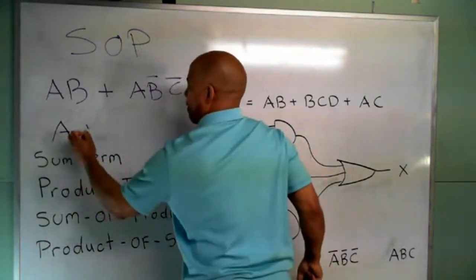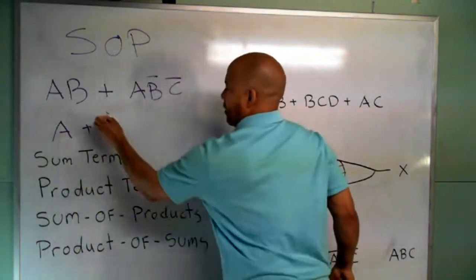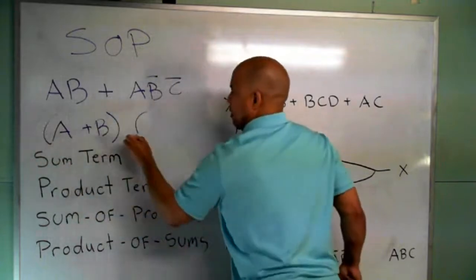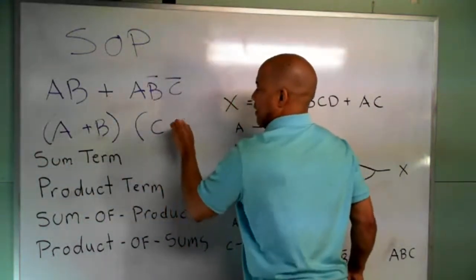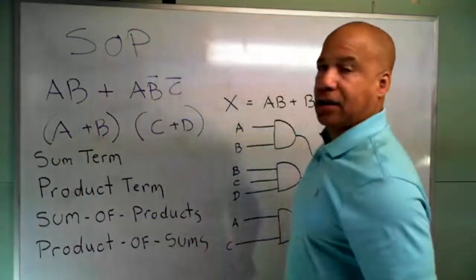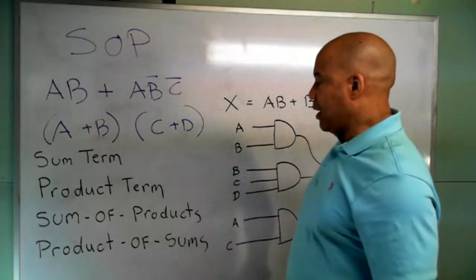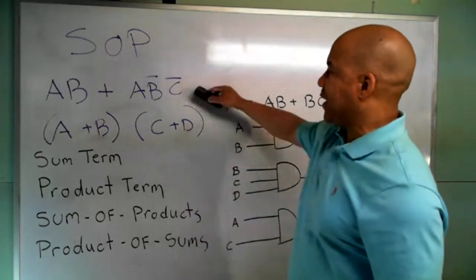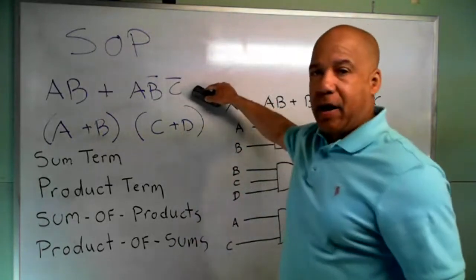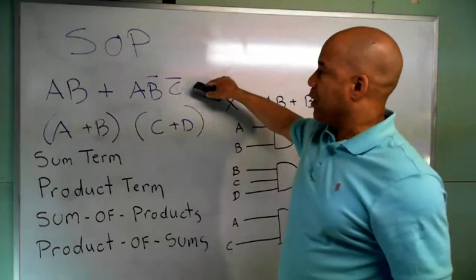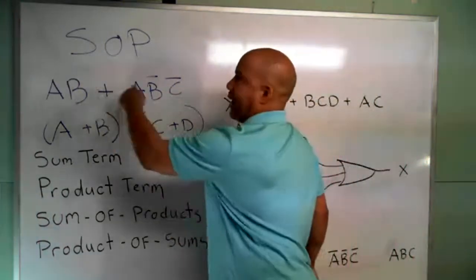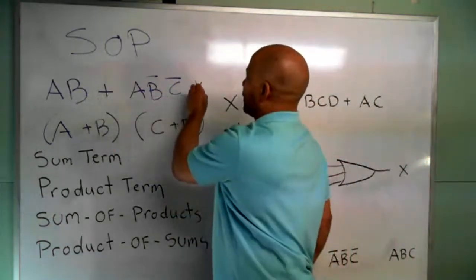A, B, C, D. So that would be a product of sums. Now what's important for us actually is the SOP, because when you write a program with the PLC, you're really writing a really long SOP. So we're going to focus on the SOP.